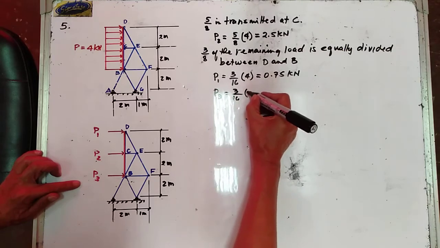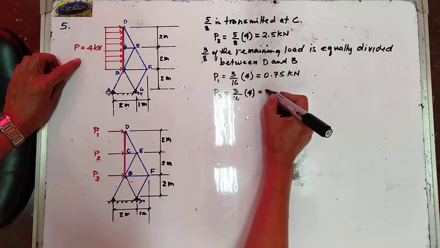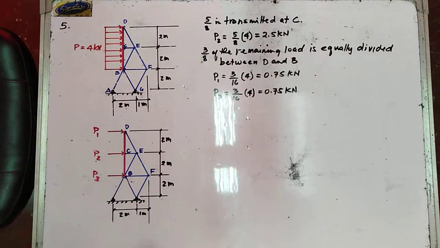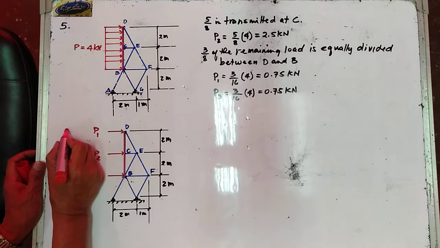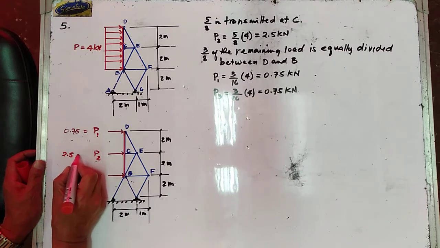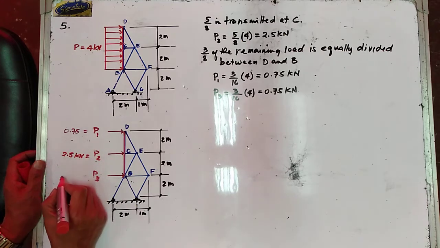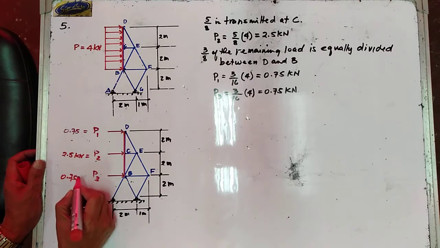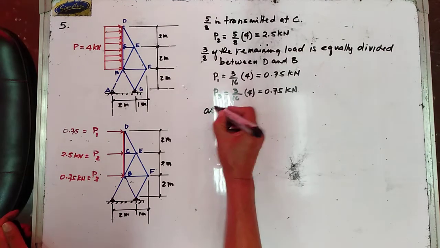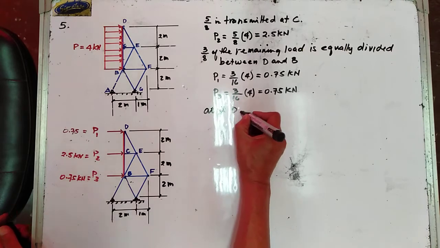And your P3 is also equal to 3/16 of 4, and that is still equal to 0.75 kilonewton. So we know now your P1 in here is 0.75 kilonewton, P2 is 2.5 kilonewtons, and P3 is 0.75 kilonewton. So let us start at joint D. So this is now at joint D.